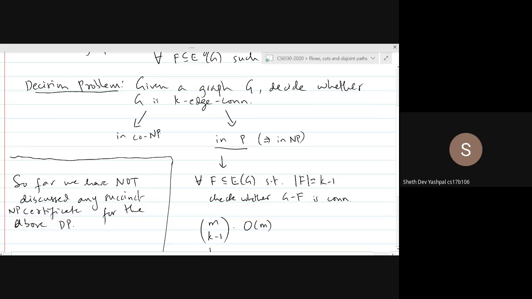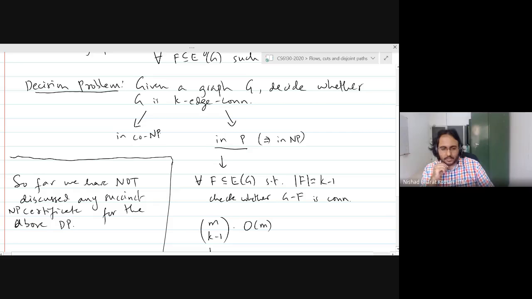Find the minimum set of edges that will disconnect the graph, and if the size of this minimum set is greater than k. So you're going through an algorithm. Let us convert that algorithm into a certificate. Okay, how do you convert this algorithm into a certificate?